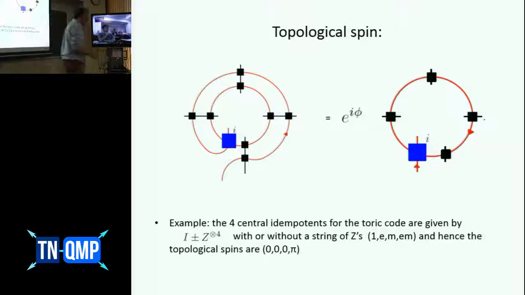And you get your topological spin. So for example, in the case of the toric code, you will see that this algebra gives rise to four idempotents, and these are, of course, the four anyons: the E, the M, the EM, and so forth.